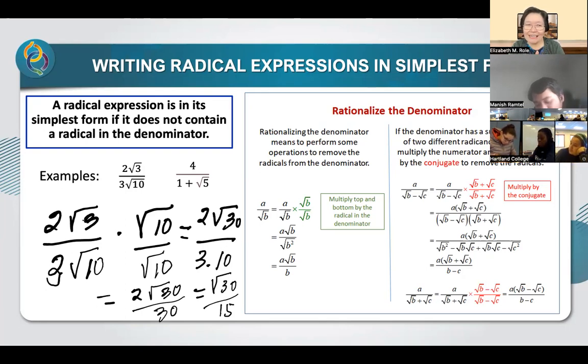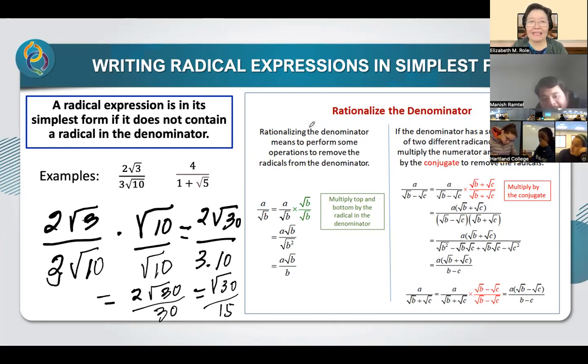So your answer should not remain as 2 the square root of 3 if ever you do computations on radicals, and you'll have your answer as 2 the square root of 10 over 3 the square root of 10. You still need to move on by making it simple. Put that in its simplest form by what we call rationalizing the denominator.